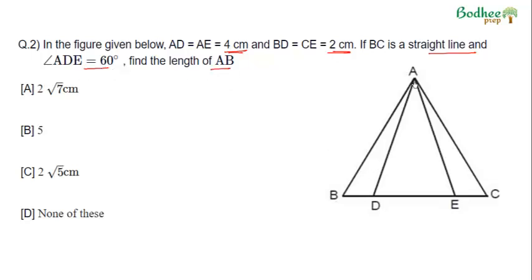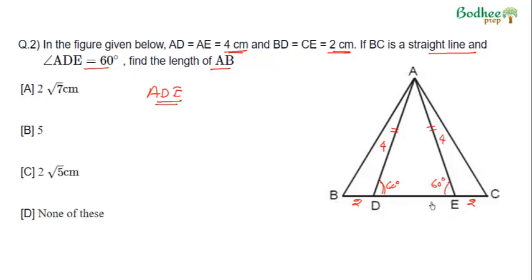Now if you just look at this figure, then we can see that this length BD is equal to CE. So both are 2 each, right? And the length of AD is 4. So is the length of AE, correct? And the angle ADE, this angle is 60 degree. Now we can see that this triangle ADE is already having two sides equal, so it's an isosceles triangle. Thereby this angle will be equal to this angle as well, so this is also 60 degree.